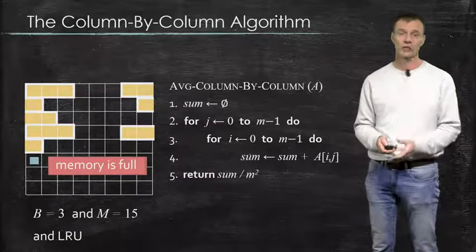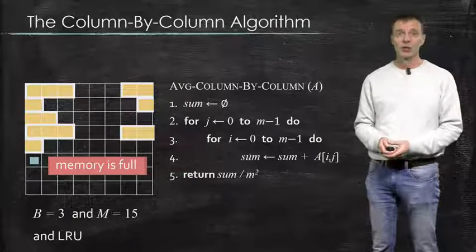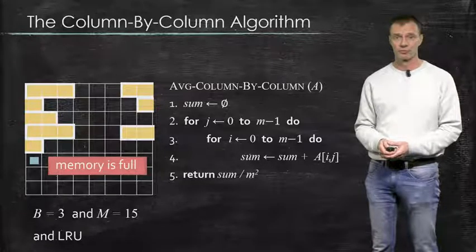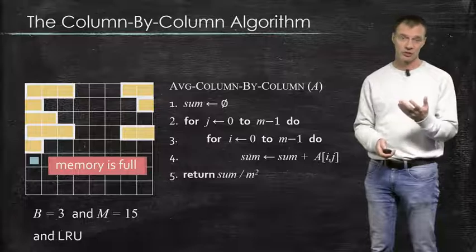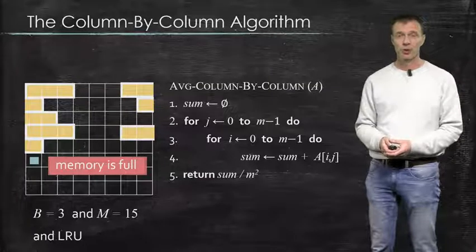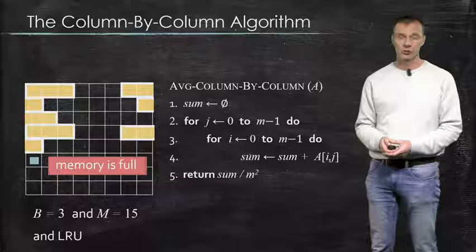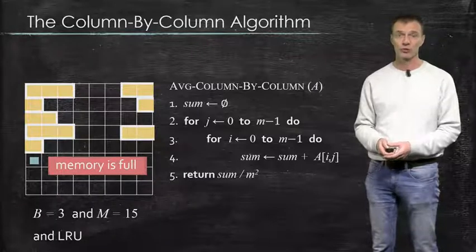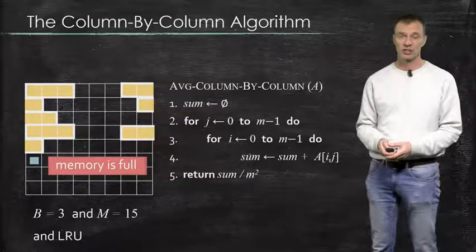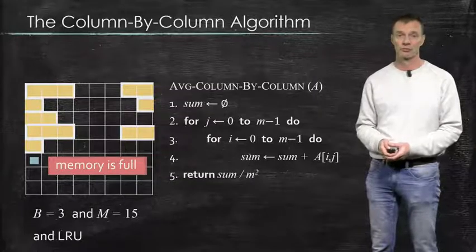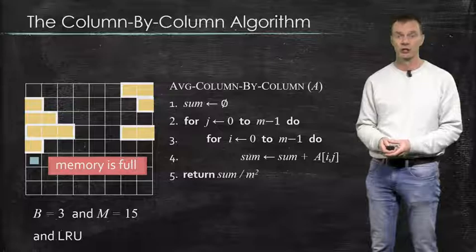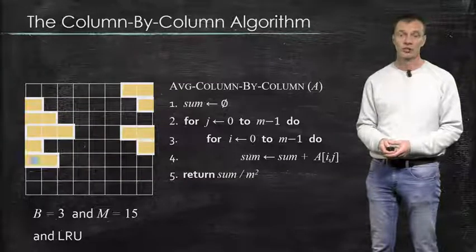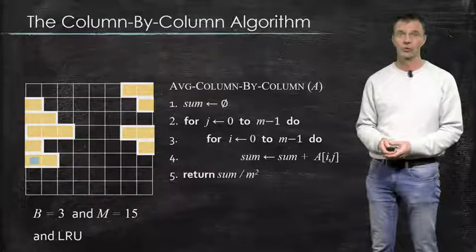So before we can read the block that we need, we have to evict one of the existing blocks. Let's assume that the block replacement policy is simply least recently used. That means we're going to evict the block that we didn't use for the longest time, which in this case was the first block we read. So we write this back to the external memory, and now the memory is no longer full, and we can read the next block. Okay, good.